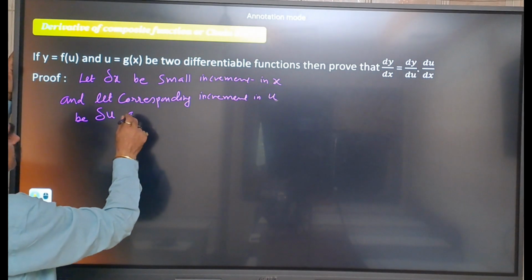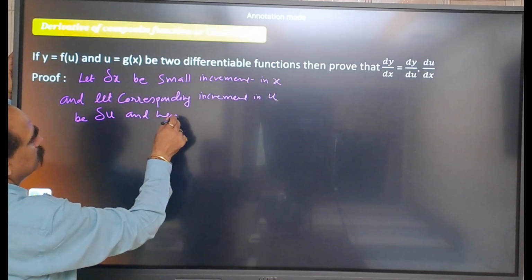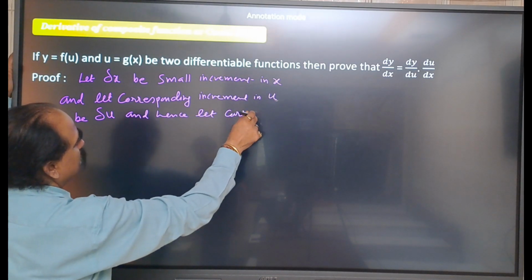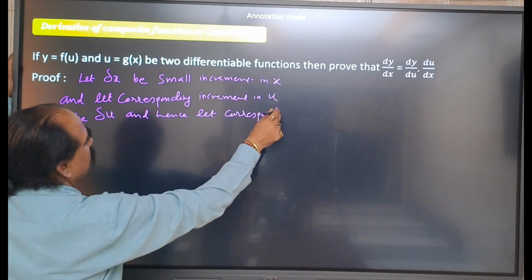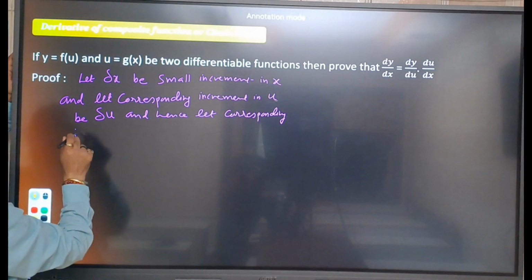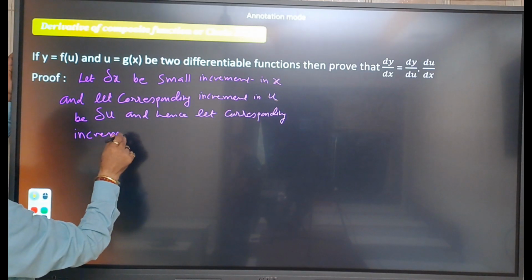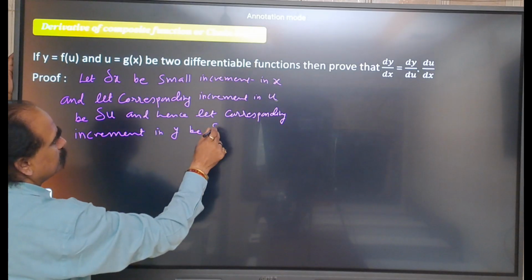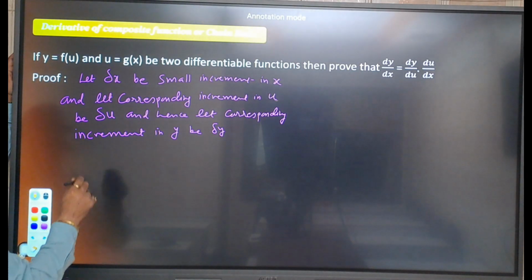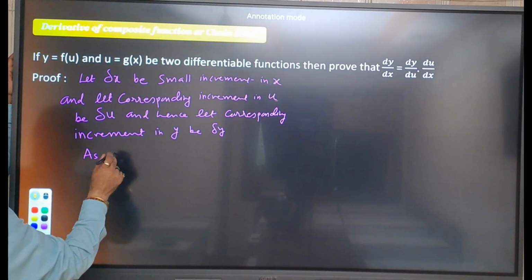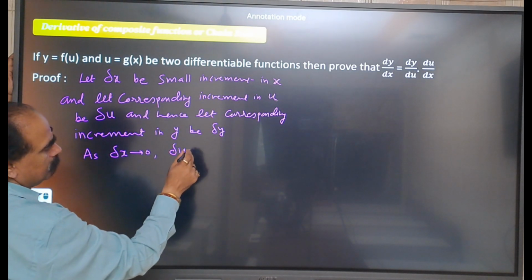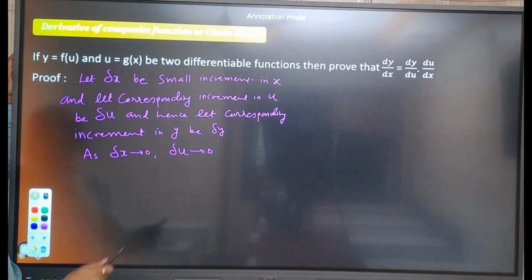and hence let corresponding increment in y be delta y. As delta x tends to 0, delta u also tends to 0. If there is no increment in x, there will be no increment in u also.